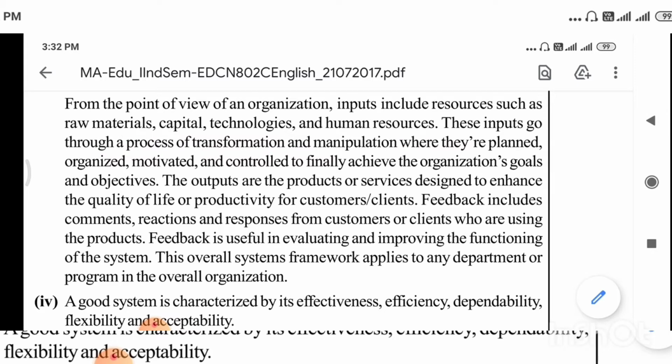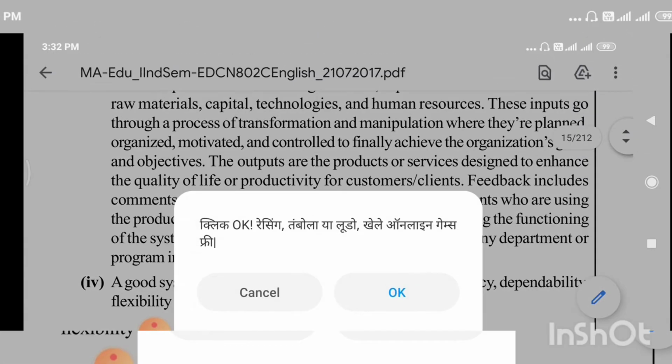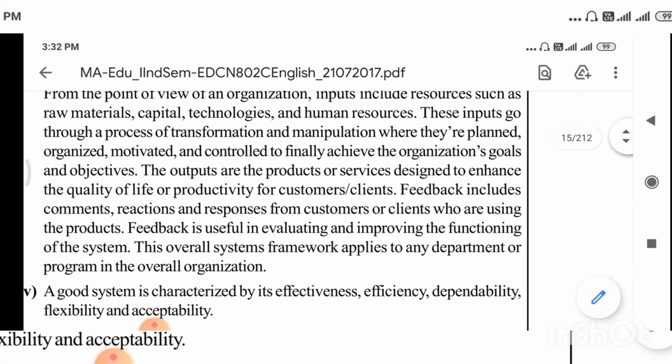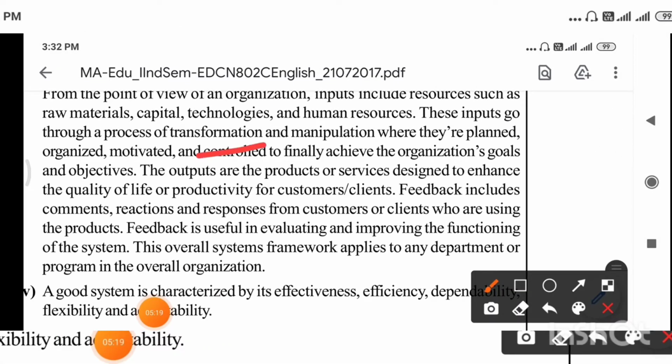It is not like that you just bring the wood. So just to take a small example, a company buys the wood and they simply put the wood and the table will come out of it. No, they need to transform it. They need to change it. Any raw material which comes, they transform it. They do the manipulation, they change it, where they are planned, organized.